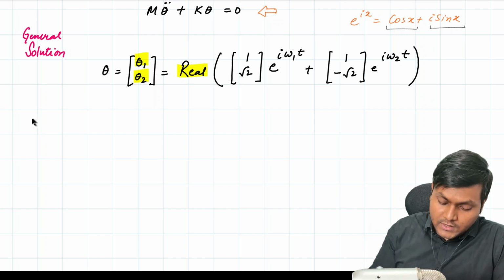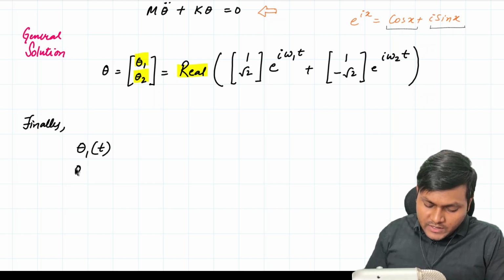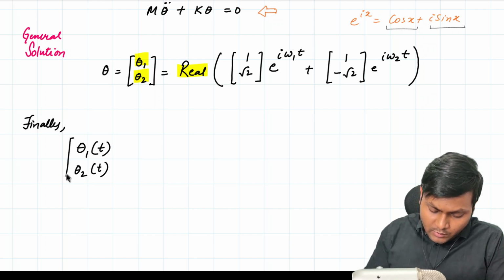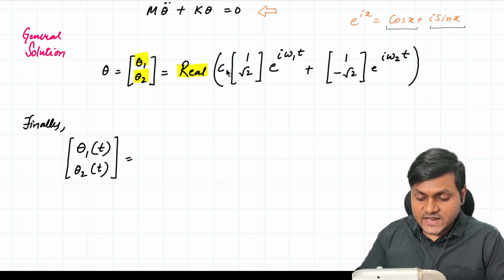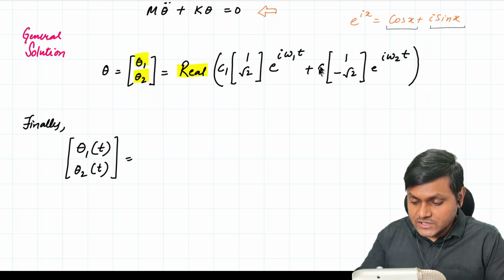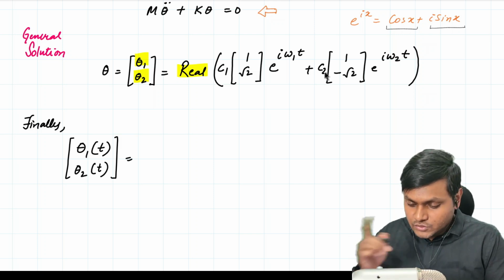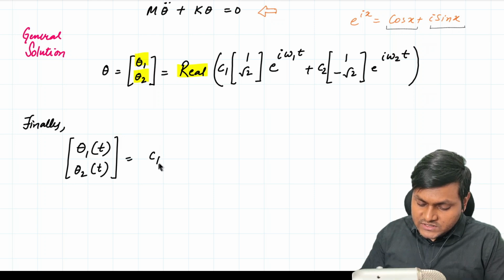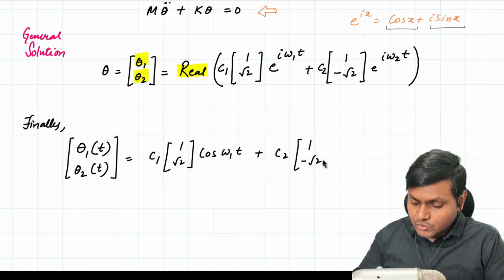So if I write down finally the solutions for both theta 1 and theta 2, let me write these two together. Theta 1 and theta 2 is simply, let's suppose there is going to be some kind of a constant here. Let's suppose there's a constant C1 and constant C2. And whatever phase differences exist, let's suppose that they are 0. So if I write this, this is simply equal to C1 times 1, root 2 cos of omega 1 t plus C2 times 1, minus root 2 cos of omega 2 t.